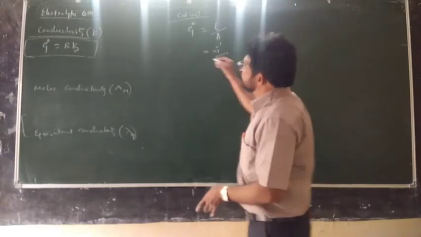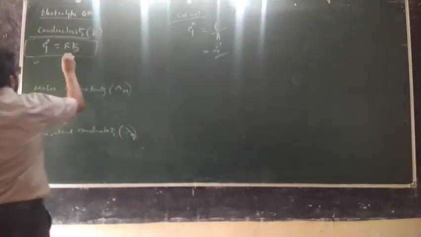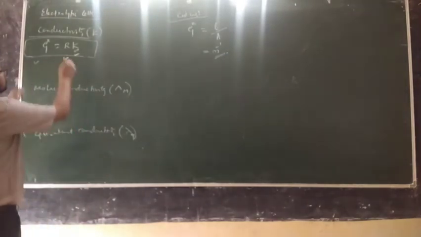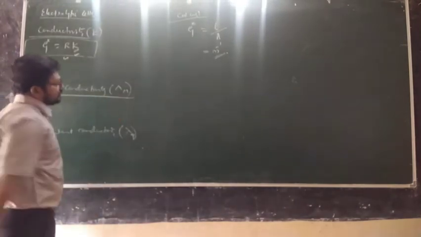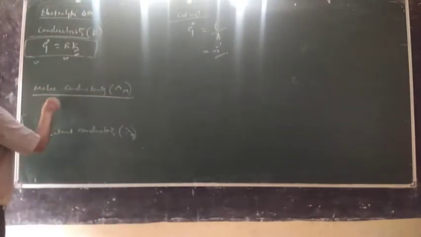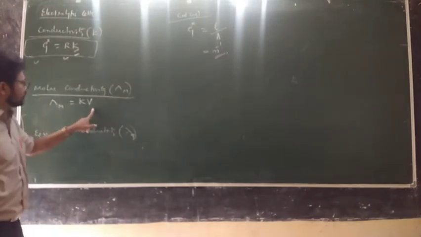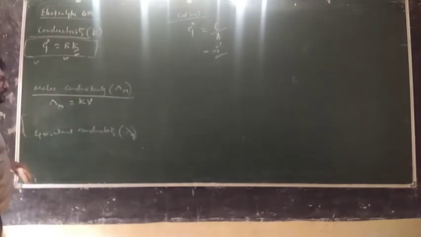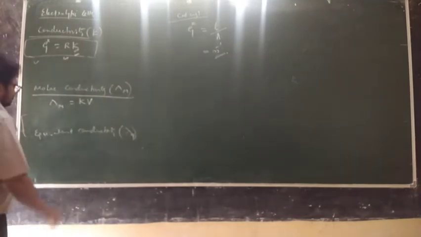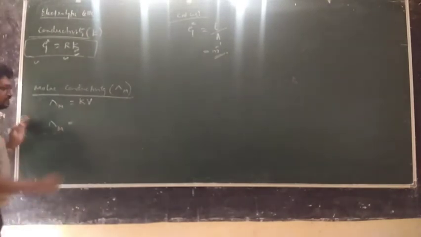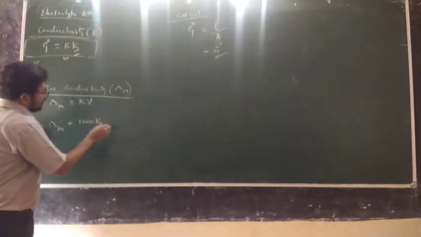So out of these three, cell constant, resistance and conductivity, any two are given, the other one can be estimated. So problems on this you have to calculate. Then how is that related to molar conductivity? In SI units it is related like this: lambda m is K into V, where V is volume of the solution. But when you express in molar concentration, lambda m is equal to 1000 K divided by C.